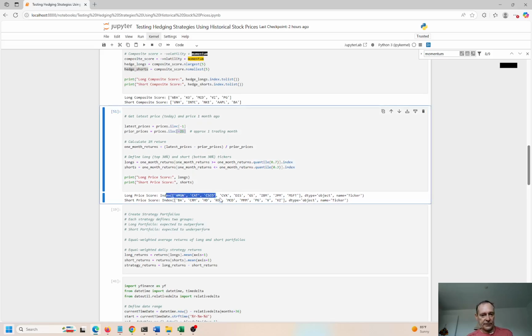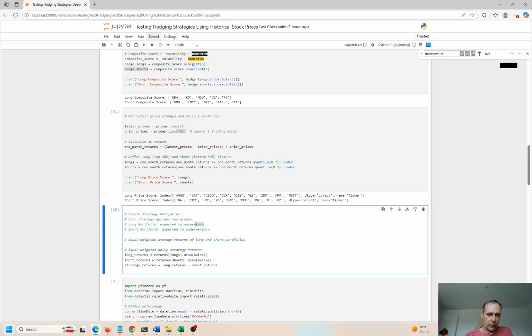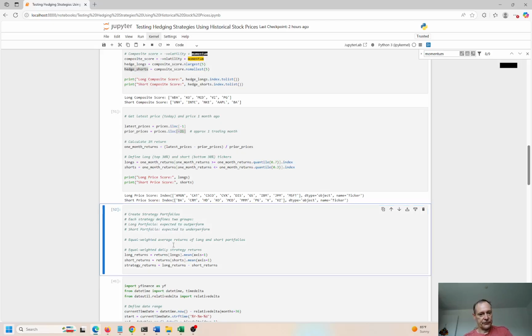These are the long stocks. So these are the stocks that we're interested in buying, and these stocks are not performing very well relative to the price today given the price 1 month ago. That's a strategy we're looking at now, and these stock prices are not doing too well for these guys right here that are highlighted. So we can create a strategy of portfolios. Each strategy defines 2 groups. The long portfolio is expected to outperform the short portfolio, right? So we have an equal weighted average return of long and short portfolios.